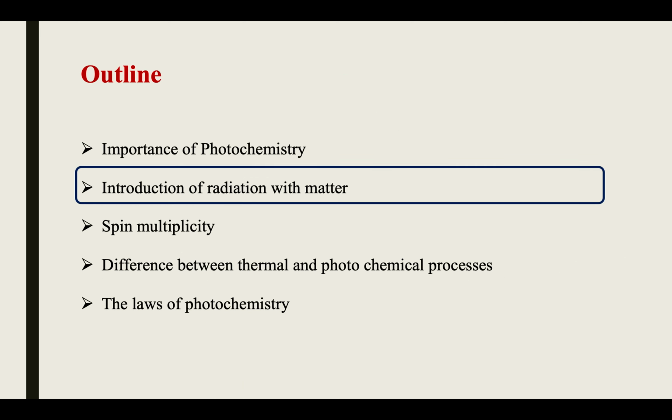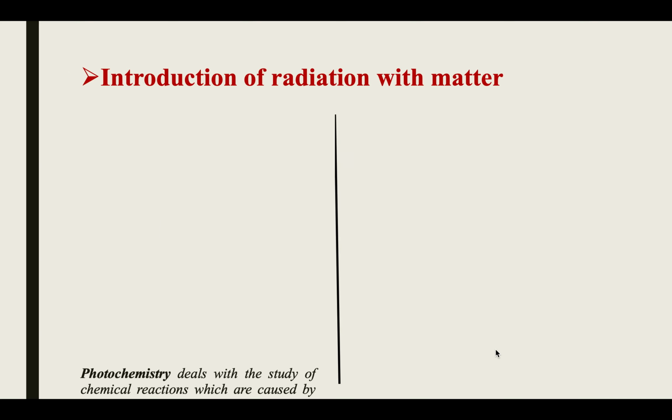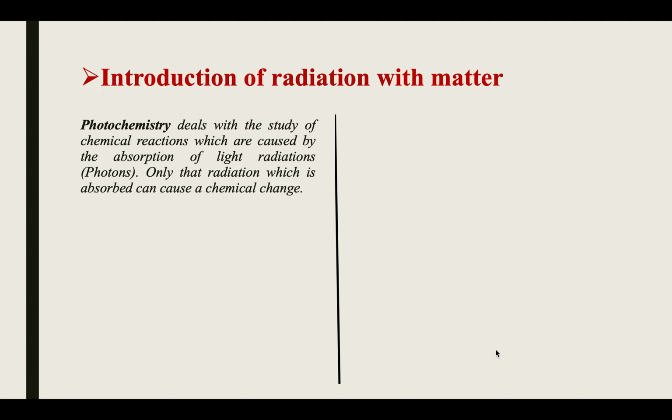Moving to the next point, see how radiation and matter react together. Photochemistry deals with the study of chemical reactions which are caused by the absorption of light radiation. Here, light radiation means a photon. Only radiation which is absorbed can cause a chemical change. This is the basic definition of photochemistry. Here we study the chemical reaction which is caused by absorption of light radiation.